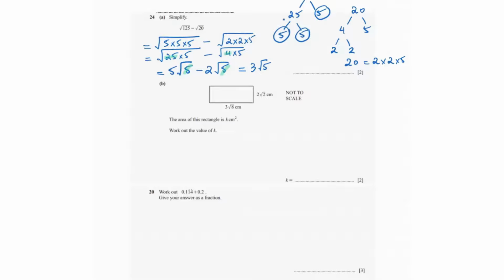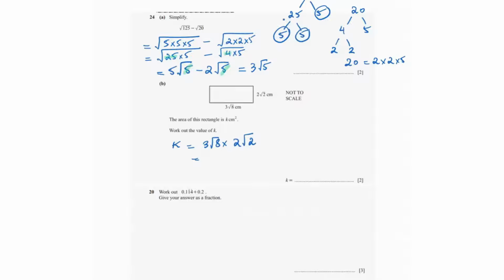In talking about the boundary, we are going from one point to the other till we reach the same point that we started with. So we're adding the lengths. Area is the space that a shape occupies. So to find out the space that a shape is occupying, we multiply the length and the width. So over here, K, which is the area, is going to be 3 root 8 times 2 root 2.